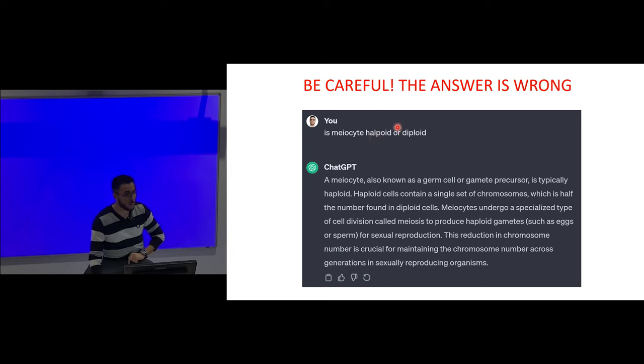Okay, now you guys know better than ChatGPT, okay? You know that it's diploid, right? I don't want to see no haploid on the exam. The meiocyte is always diploid, but it's thinking about the initial stage where it starts and then the gametes that it produces. So it's wrong. This is wrong. Okay, it's always diploid. Because the meiocyte produces the gametes, and for you to produce four different gametes, you need something diploid that duplicates to make four and then divides into four. Make sense?